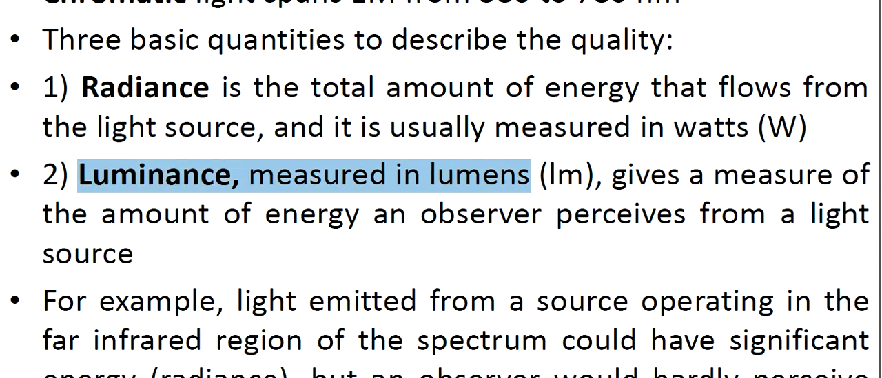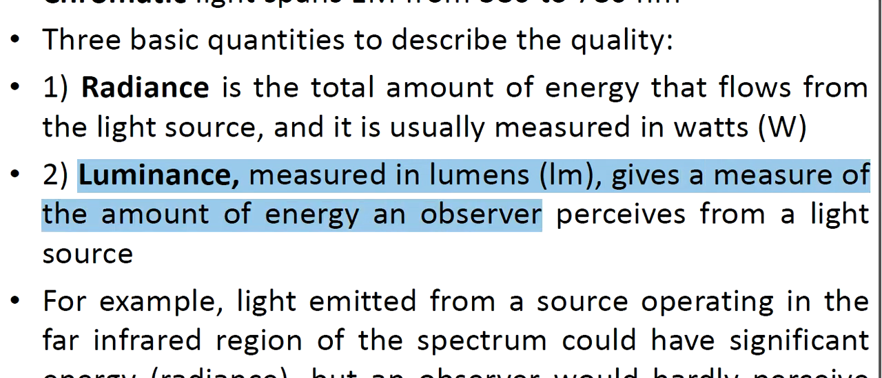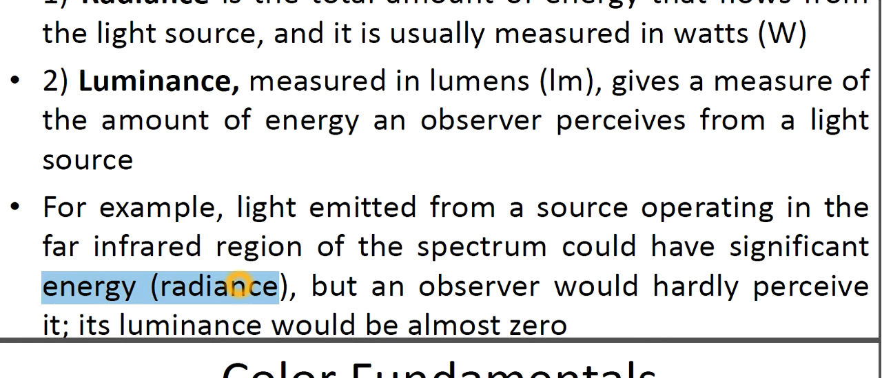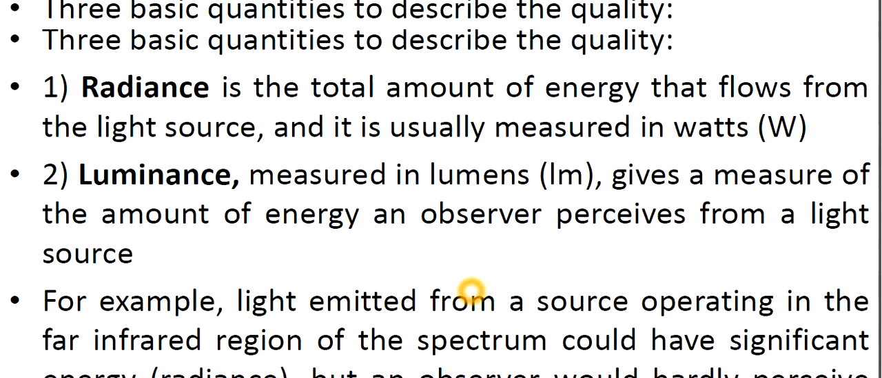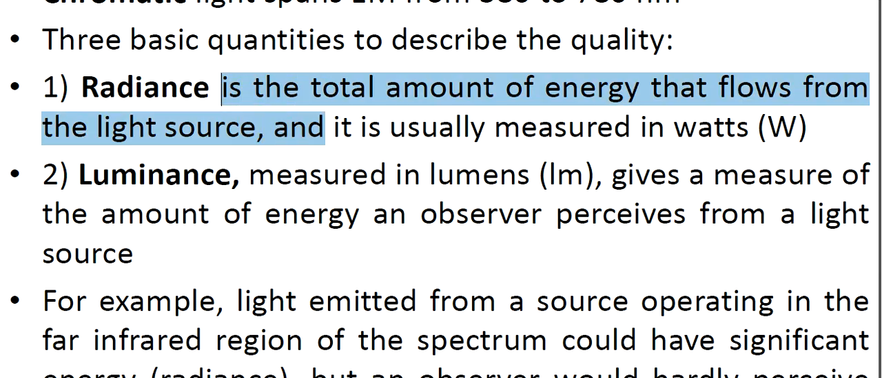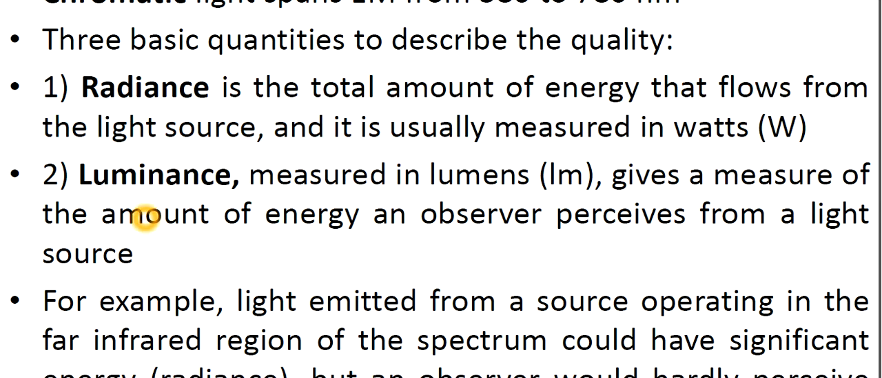Luminance is measured in lumens, that is lm, and gives a measure of the amount of energy an observer perceives from a light source. So I'm repeating again because luminance is very much important. For example, light emitted from a source operating in the far infrared region of the spectrum could have significant energy, that is radiance. But an observer would hardly perceive it, that is, its luminance will be almost zero. Radiance is the total amount of energy that flows from the light source, usually measured in watts, while luminance gives a measure of the amount of energy an observer perceives from a light source.